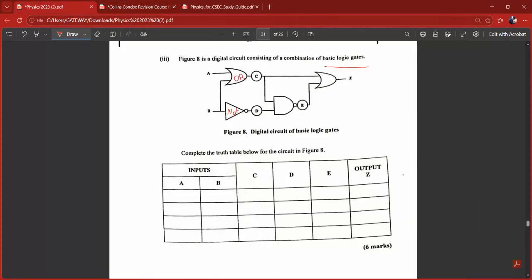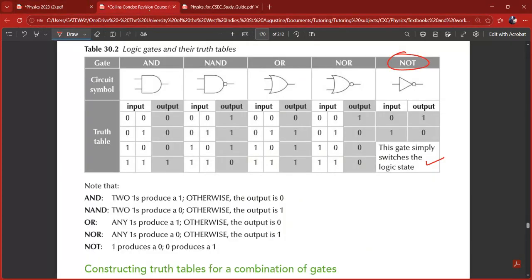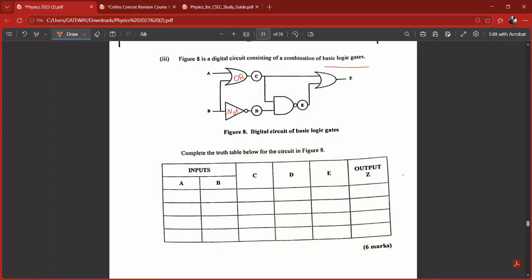Triangle with a circle at the top. E looks like a NAND gate, because they have the little circle on top. So this is a NAND. And Z is our OR gate as well. So the inputs for A and B: the first one will be when both are 0. The second option will be when A is 0, B is 1. The third one will be when A is 1, B is 0. And the last combination will be when A is 1, B is 1.